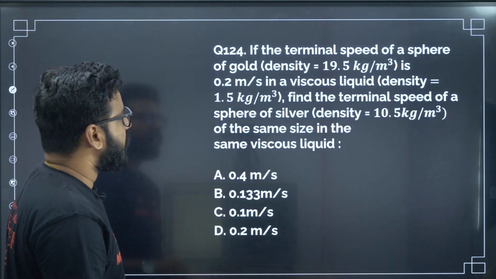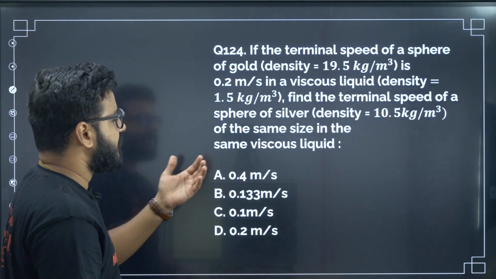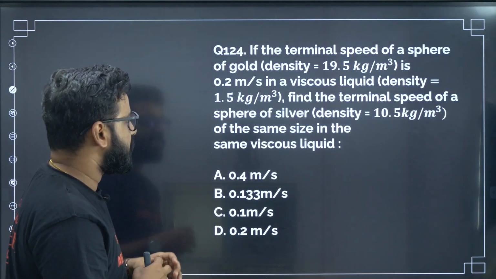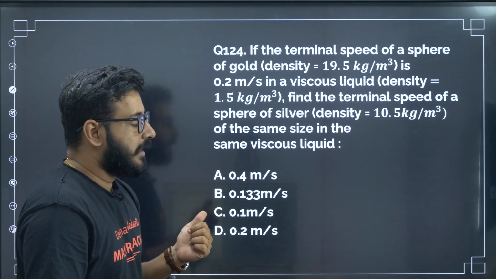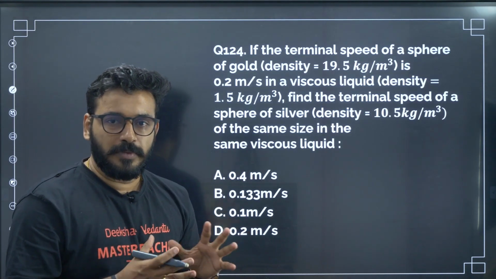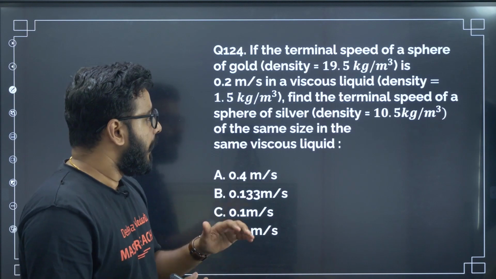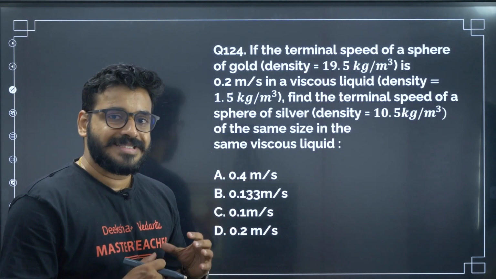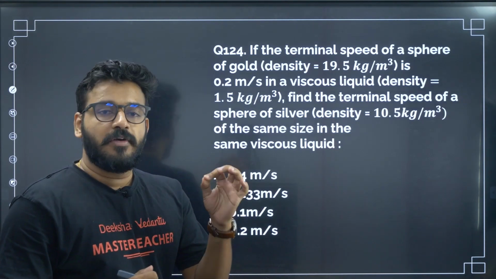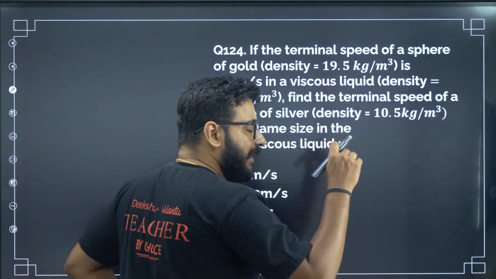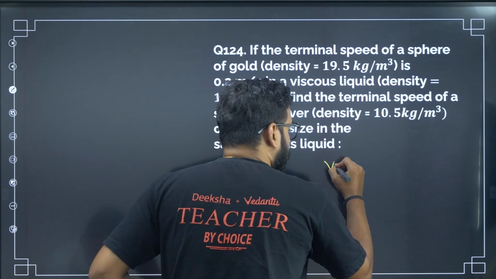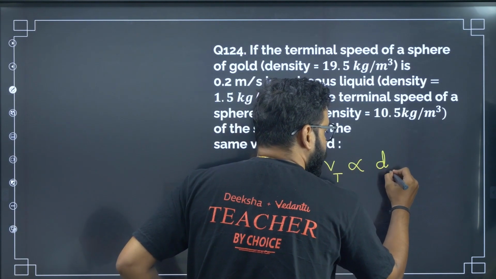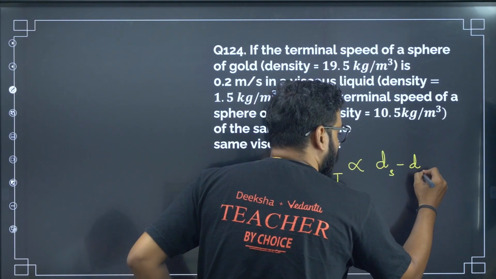If the terminal speed of a sphere of gold density is given as 0.2 meter per second in a viscous liquid, find the terminal speed of a silver sphere of the same size. Now all of you know the formula. It's a very big formula for terminal velocity, but assuming everything is constant, the only thing varying here is the density. So how is terminal velocity related to density? That is the actual cracker. Terminal velocity is proportional to the difference between the density of the solid and the density of the liquid.